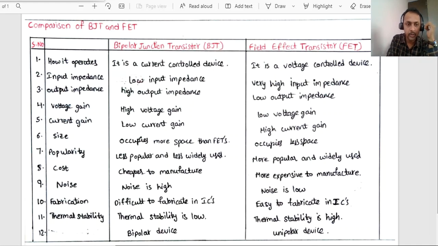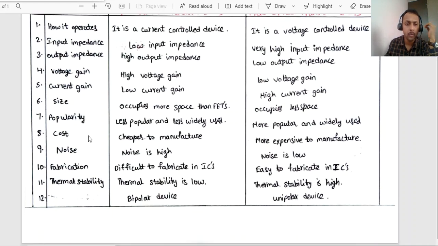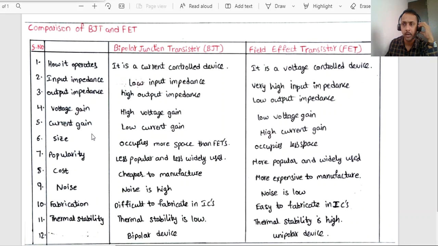Right? Dear students, at that time at least some 7 to 8 points are to be highlighted. Of course, if you are not able to remember all the 12 points, at minimum some 7 to 8 points are to be highlighted, and these are the points you have to remember, and the comparison is to be made with respect to which parameters. Those things you have to remember, right?